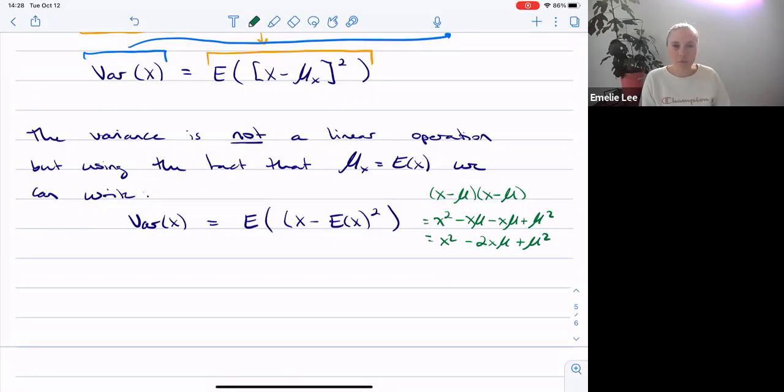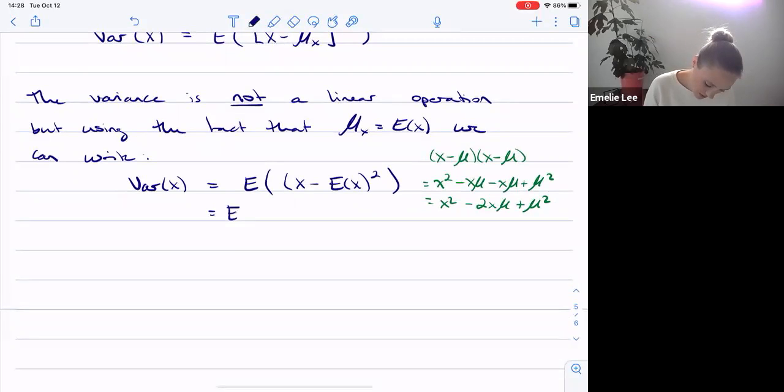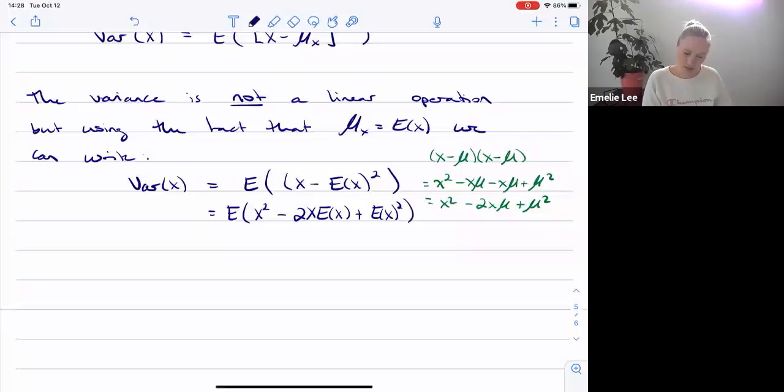Okay, so we'll keep that in mind. That's really all I'm going to show here. I usually don't do it in my brain because my brain just doesn't foil that well, so I write it down on scrap paper, just like this. And so what this becomes is the expectation of x squared minus 2x times E of x plus E of x squared.